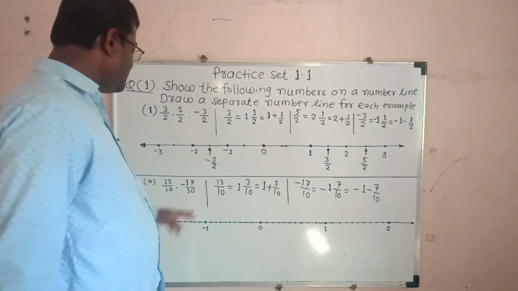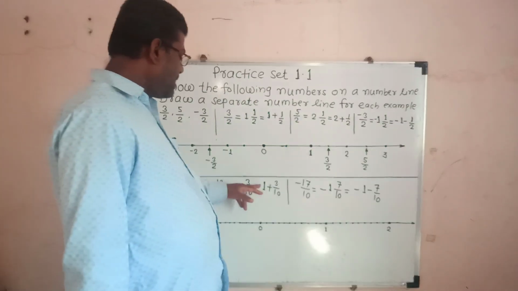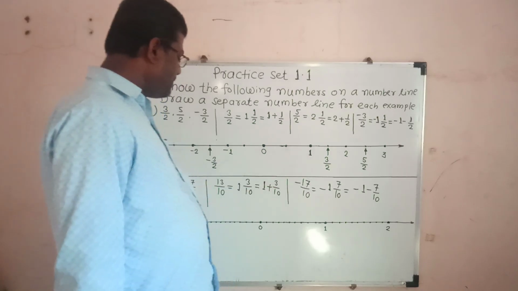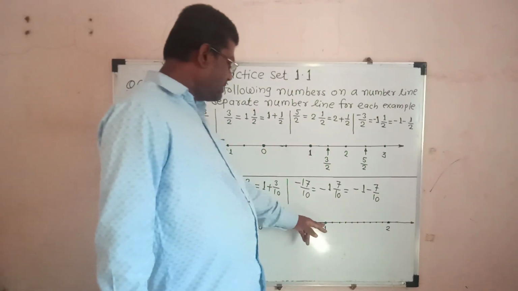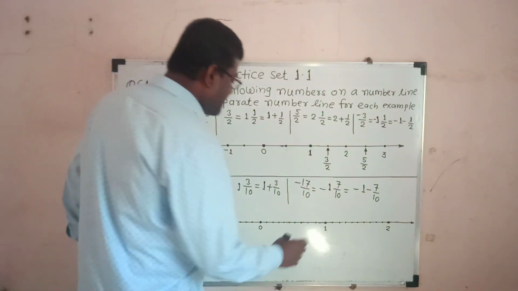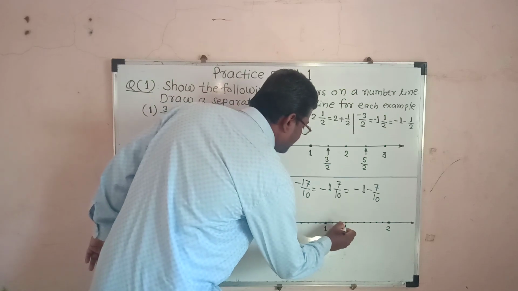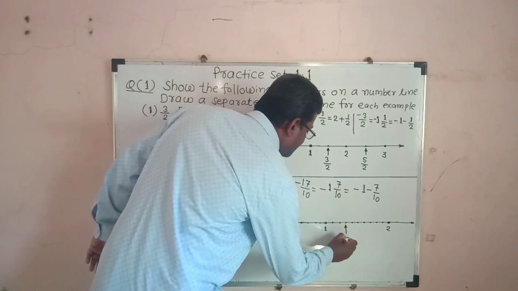Now locate the number 13 upon 10. We have written here 1 plus 3 upon 10, which means 1 complete and 3 parts toward the right of 1. There are 3 parts: 1, 2, 3. Therefore, this point will be 13 upon 10.